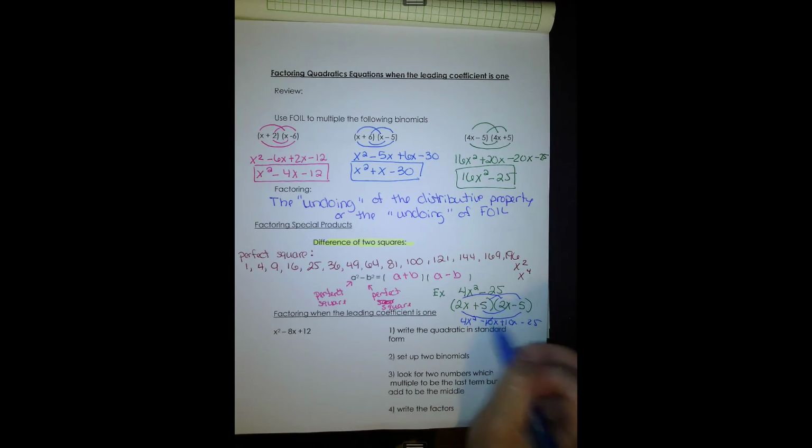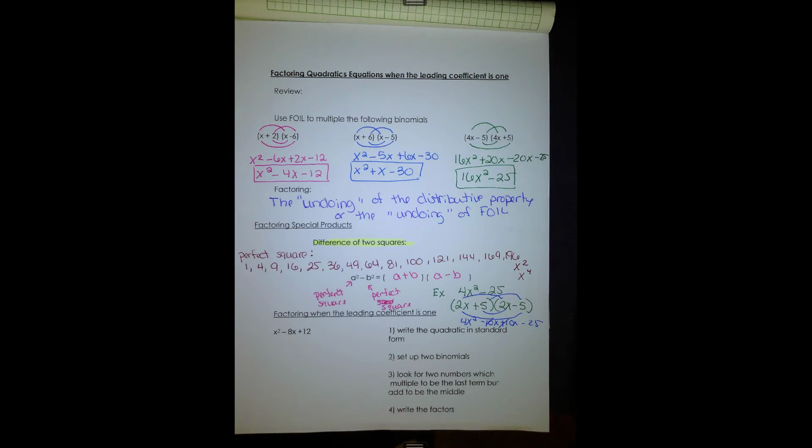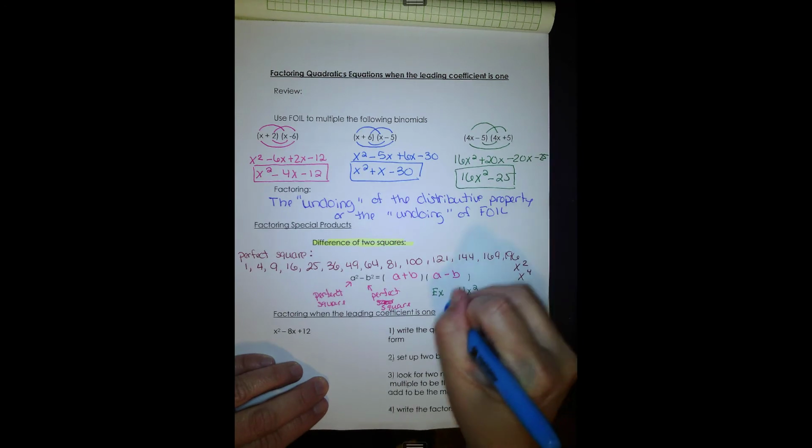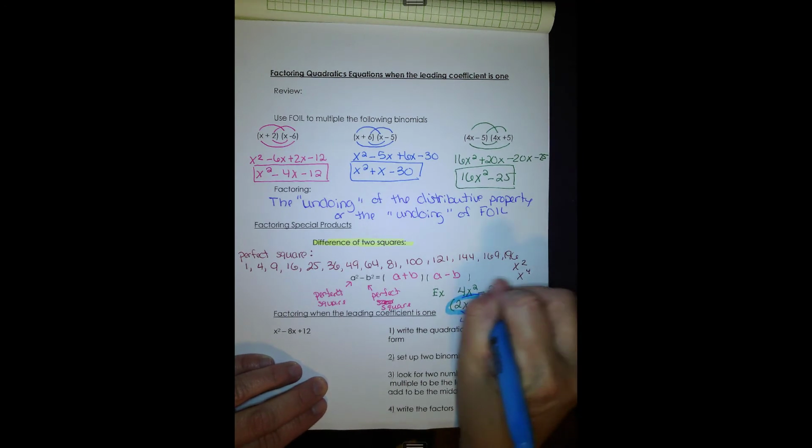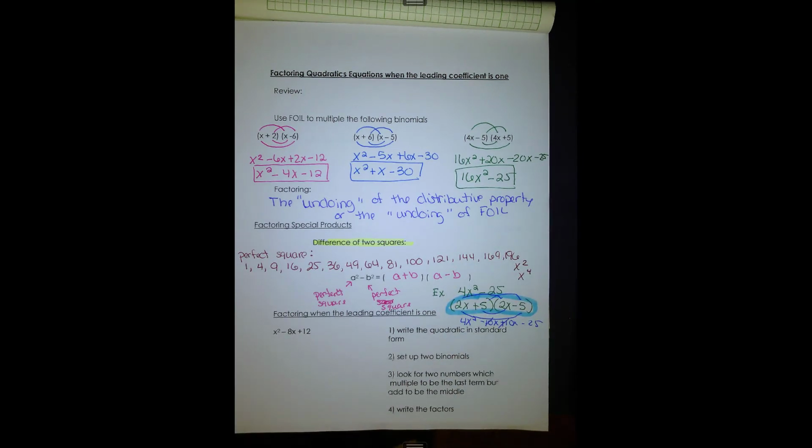And those two middle terms cancel out. So our final answer for that problem with our difference of two squares is those two factors.